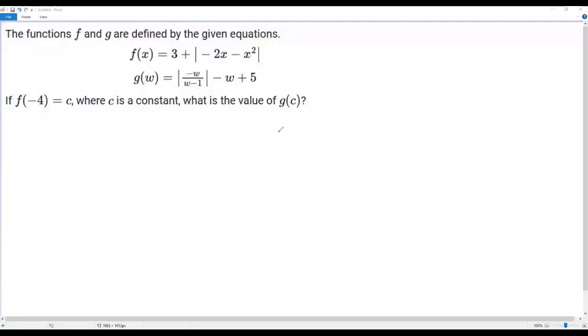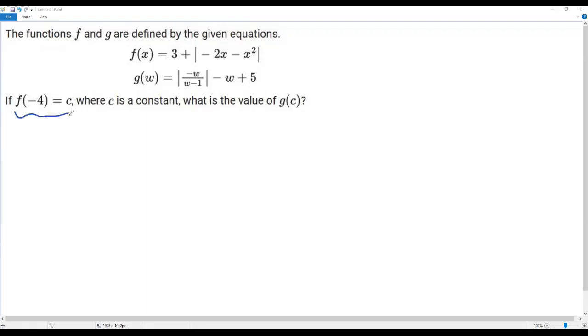Here we have a SAT math question. Okay, let's go to the information. The functions f and g are defined by the given equations, that is f of x equals 3 plus absolute value of negative 2x minus x squared, and g of w equals absolute value of negative w over w minus 1, minus w plus 5.